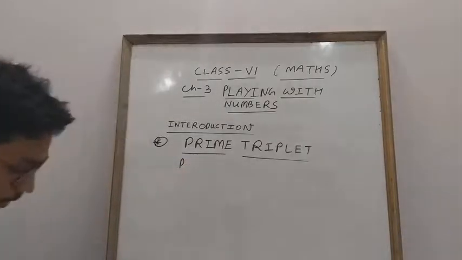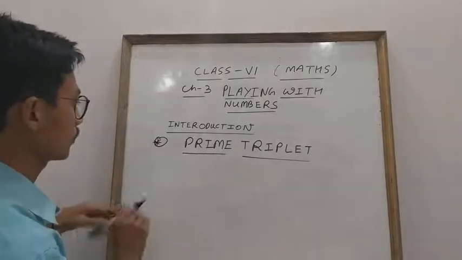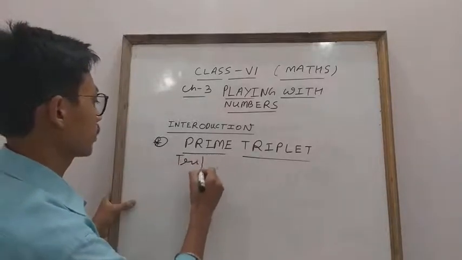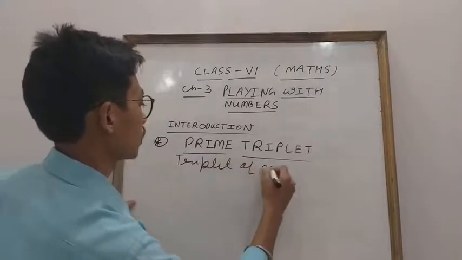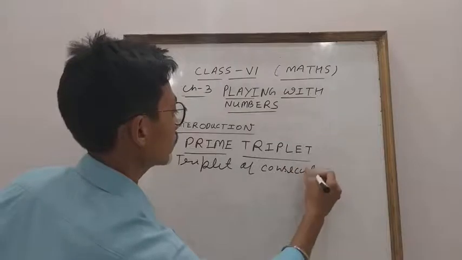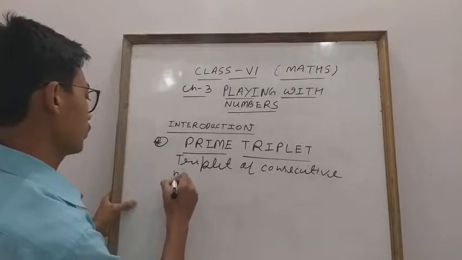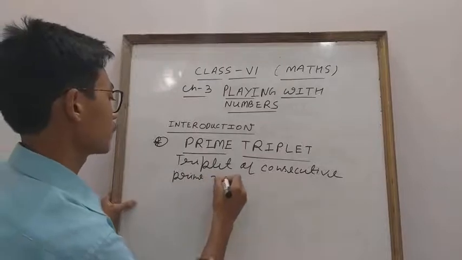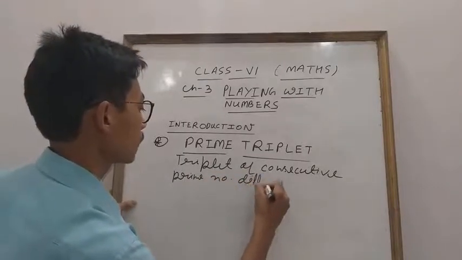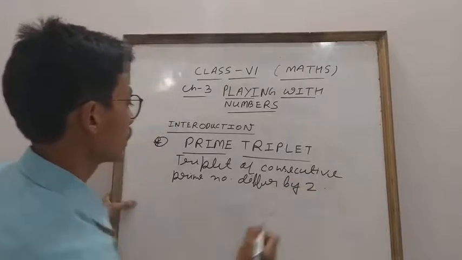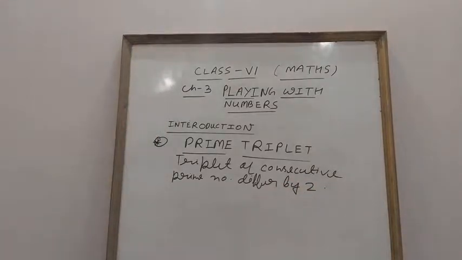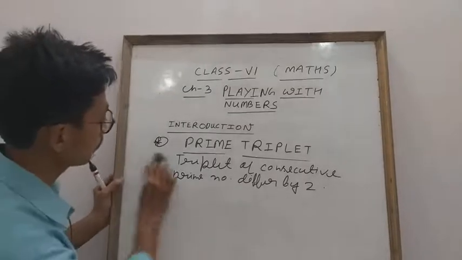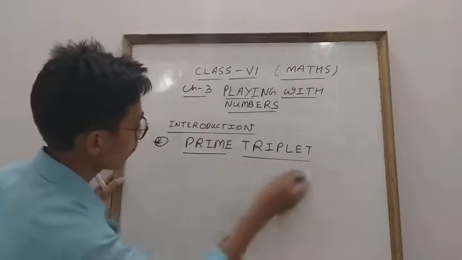Clear everyone? Here: a triplet of consecutive prime numbers differing by 2. See, when you read this, you will face a little bit of trouble with what is written, sir. A triplet of consecutive prime numbers differing by 2. What is the meaning of this, student? Here I am giving an example, then you will understand.